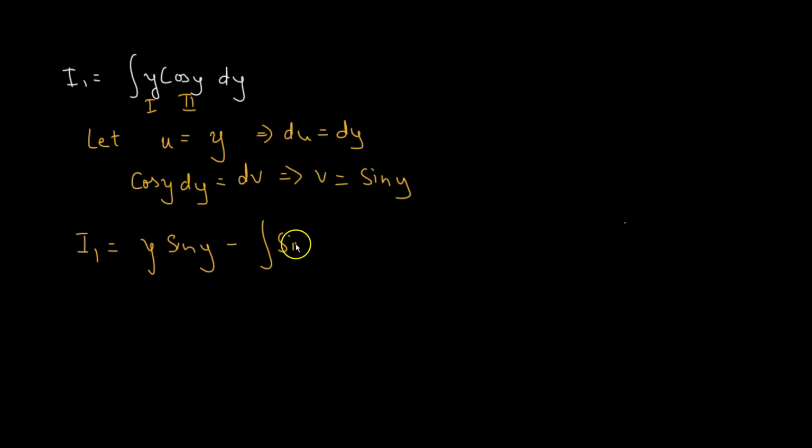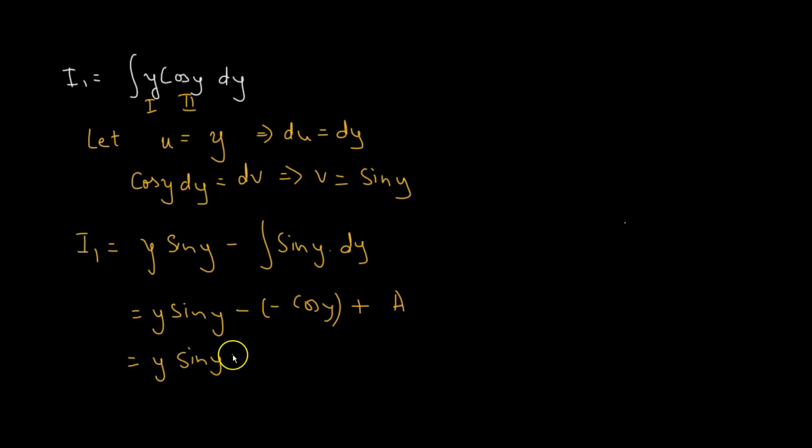So our v is sine y times du, so du is dy here. That gives us y sine y minus the integration of sine y, so that's negative cosine y plus a constant of integration, which is equal to y sine y plus cosine y plus a. So let's substitute this back into our equation number 1.